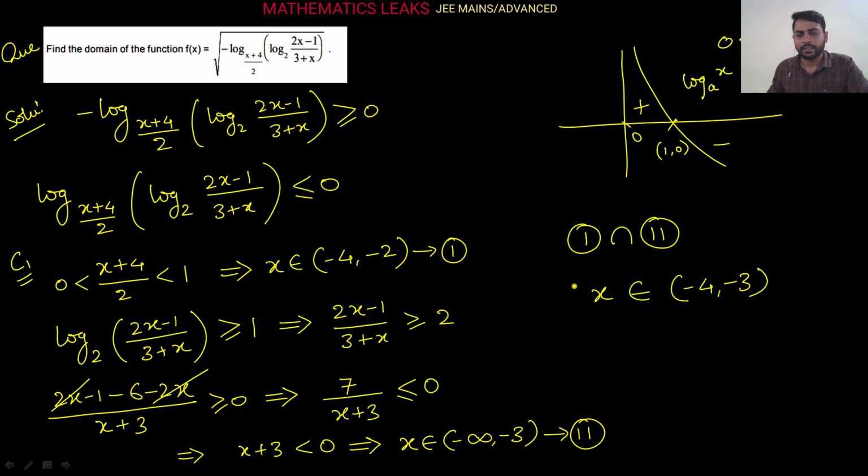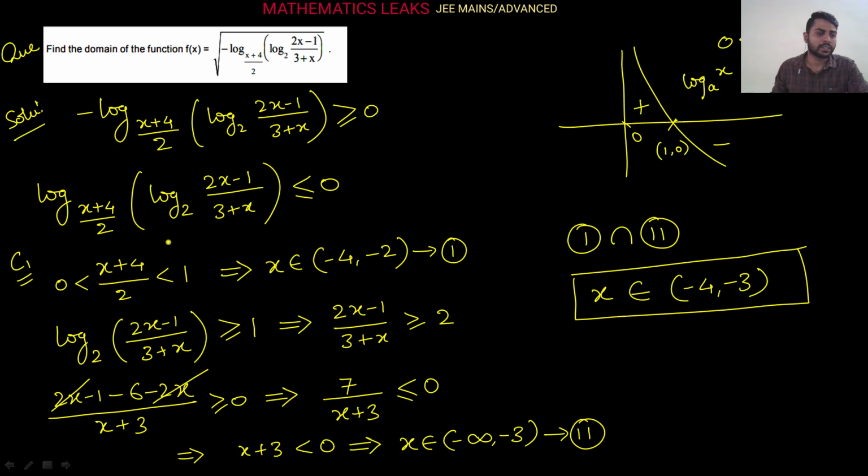So this is the case 1 solution. It means when the base of this logarithm is between 0 and 1, this function will be defined. Correct? Another case is when the logarithm base, which is (x+4)/2, is greater than 1. Right? So let's see here. I am writing just on the next slide.